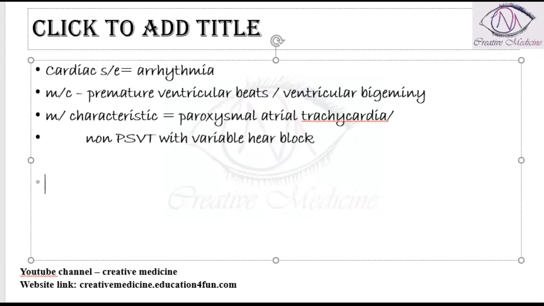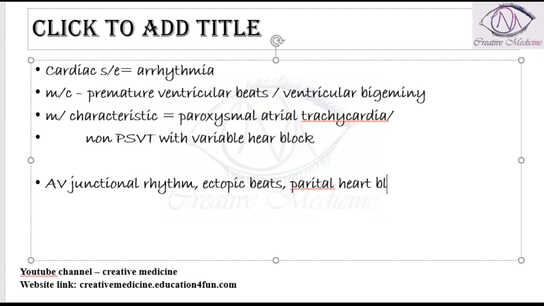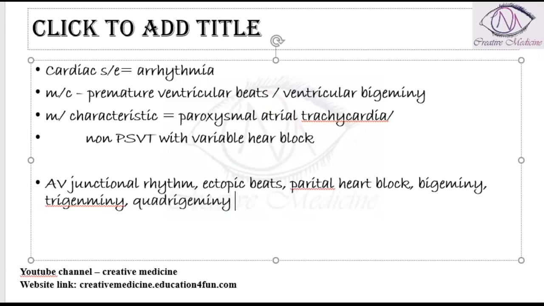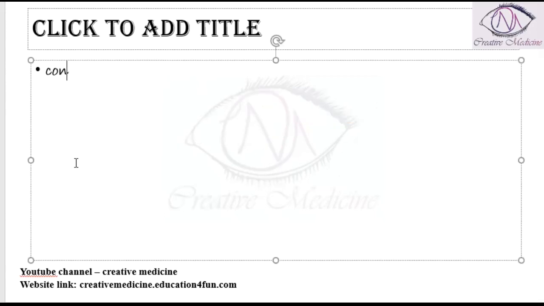We also have other arrhythmias. AV junctional rhythms can be seen as a side effect of digoxin. Ectopic beats are reported, partial heart block is reported, and even ventricular or atrial bigeminy, trigeminy, or quadrigeminy are also reported. Then, digoxin will also convert atrial flutter to atrial fibrillation.